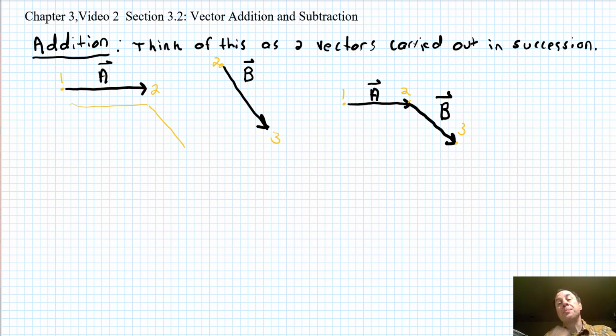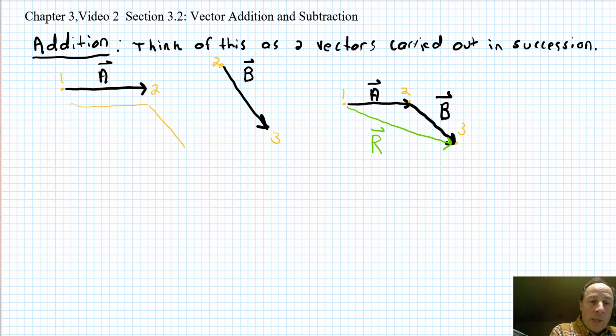All right, but you don't have to. What you can do is, if you're doing A plus B, you can go right from 1 to 3. And that's what A plus B is. That's going to get you to the same place. This is called the resultant. All right, the resultant, the result of going along A and then going along B, is the same as the result of going along vector R. They get you to the same place.